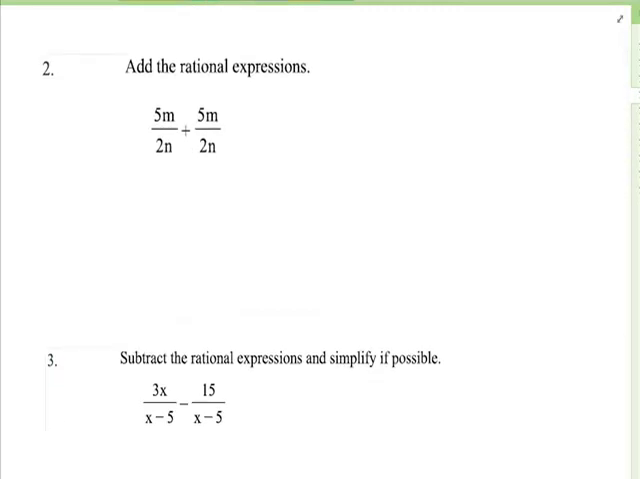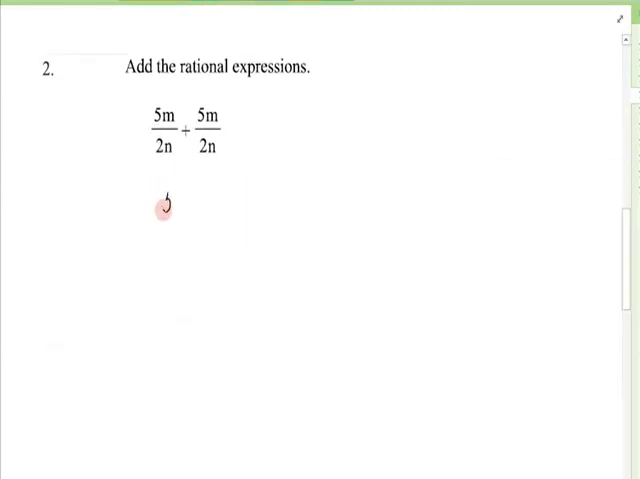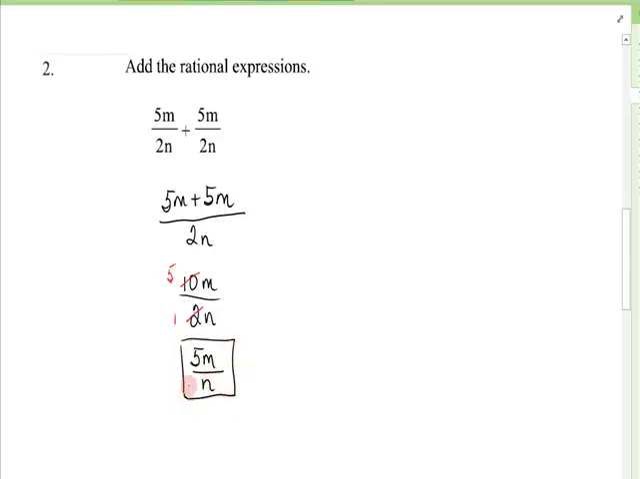We already have a common denominator, so I've got 5m plus 5m over the denominator of 2n. Combining like terms, that's 10m over 2n. Those are factors. It's 10 times m and it's 2 times n. So 2 goes in there once and 2 goes in there 5 times. That leaves me with 5m over n. Those were just monomials, not binomials like the form of the original.